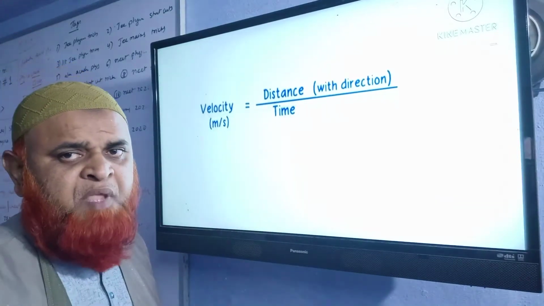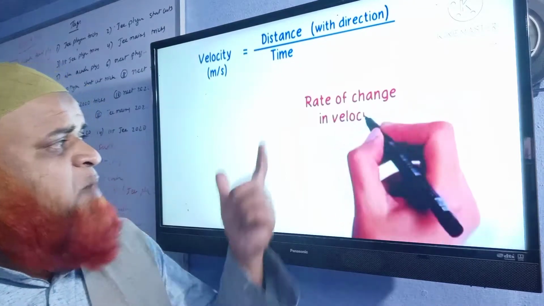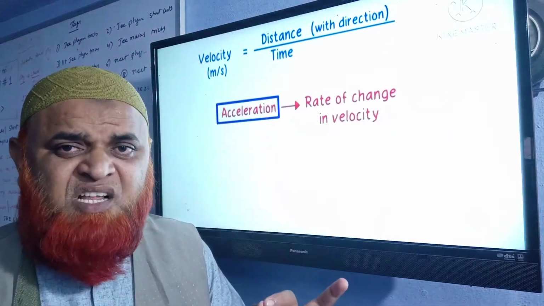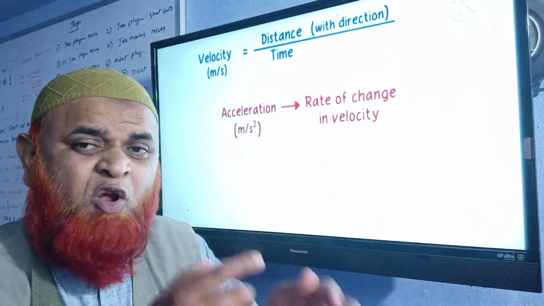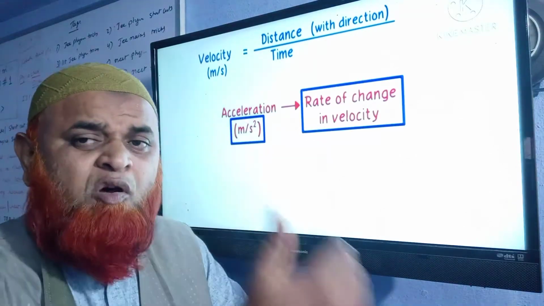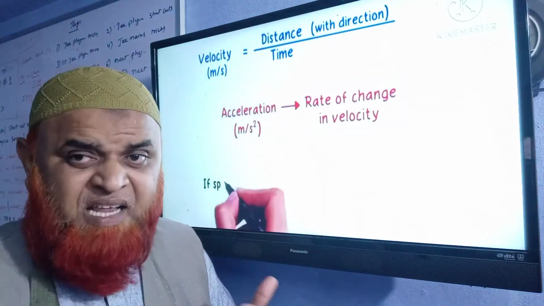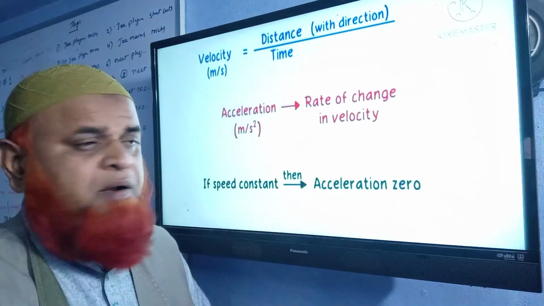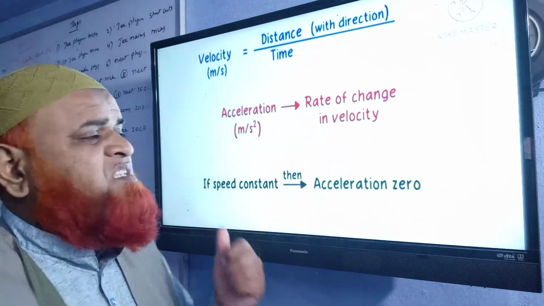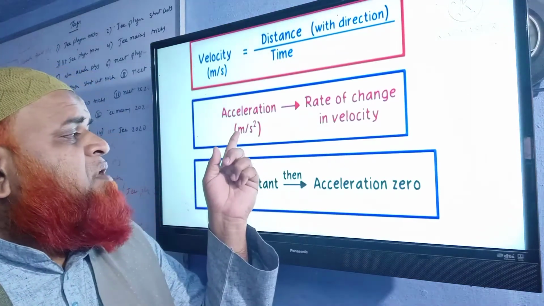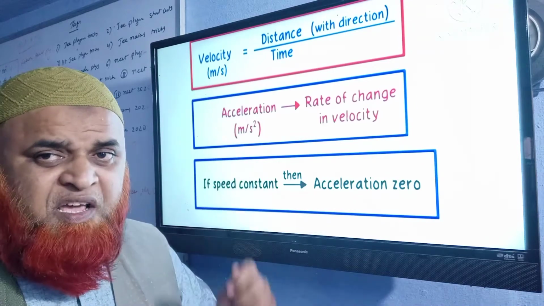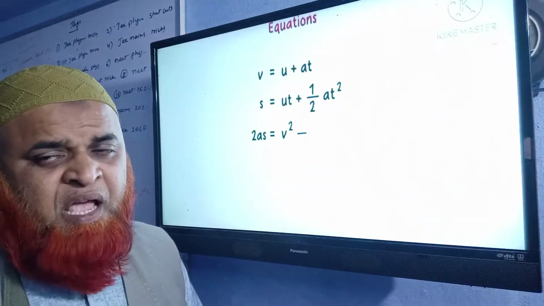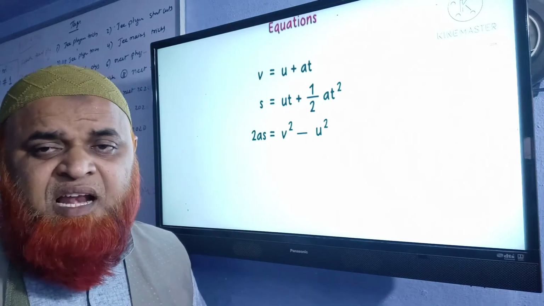Let us discuss here. What is the next part? Next, you should know the meaning of acceleration. Acceleration is nothing but the rate of change of velocity. It can be an increase in the velocity, or it can also be a decrease in the velocity with respect to time. Acceleration is measured with the unit meters per second square. Now if the speed is constant, then acceleration is taken as 0.